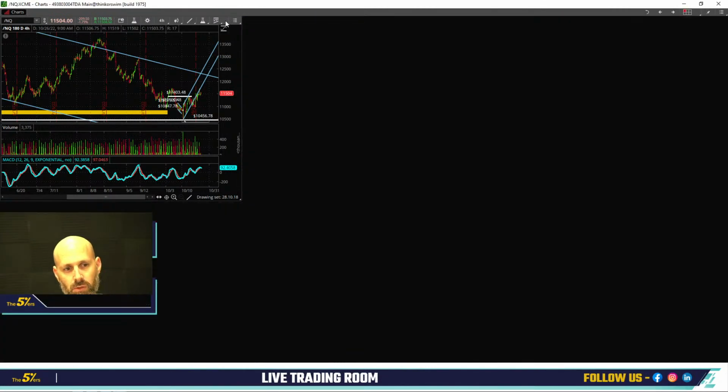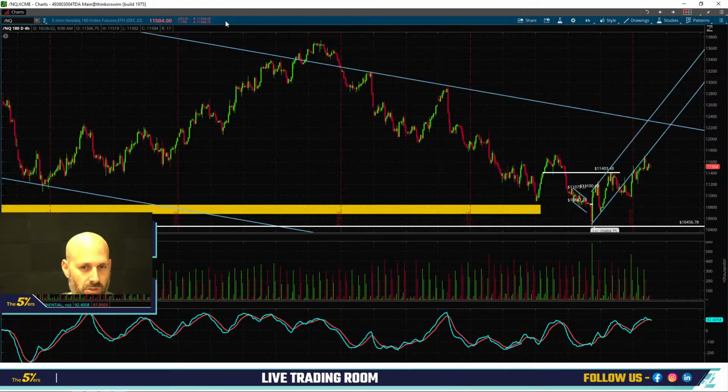Okay, I'm starting with the NQ. The NQ is the futures symbol for the NASDAQ 100. The NASDAQ is basically the largest index for technological companies in the US. There are 100 of them, the biggest ones. And let's talk about it.